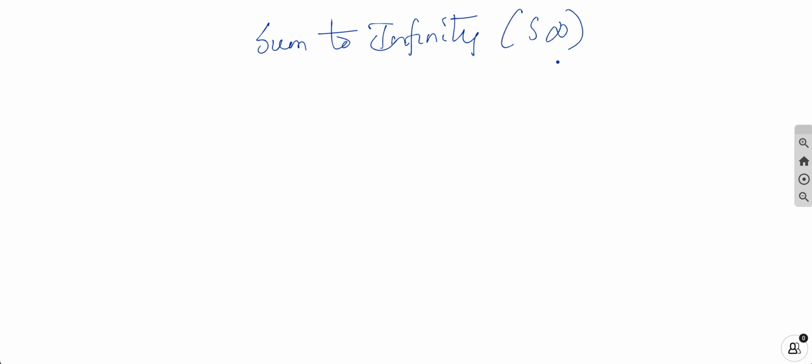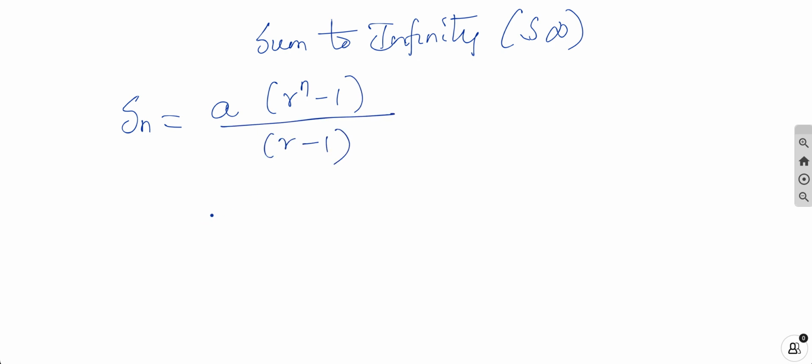This particular lesson talks about sum to infinity for a geometric sequence, and this is an exclusively HL topic. The notation for sum to infinity is S infinity, S denoting the sum and infinity denoting the number of terms. Let's start with the formula for the sum of a geometric sequence: a times r raised to n minus 1 upon r minus 1, correct?